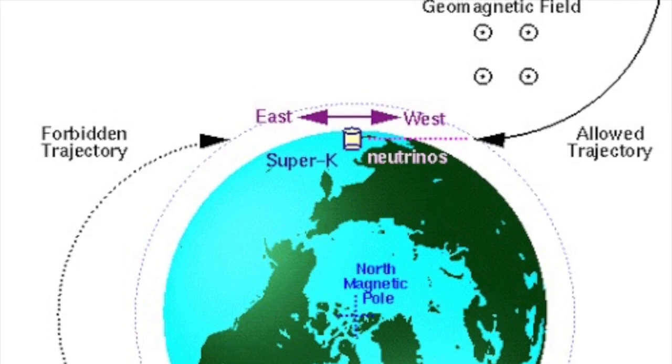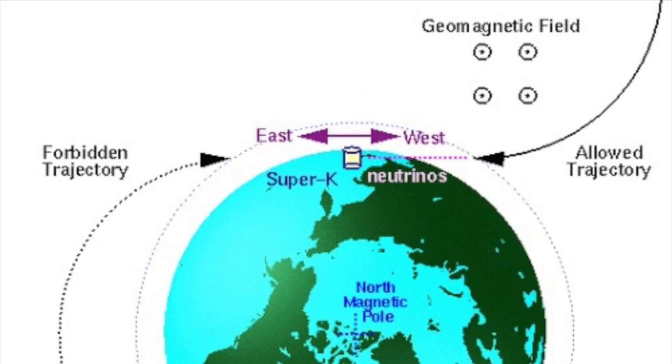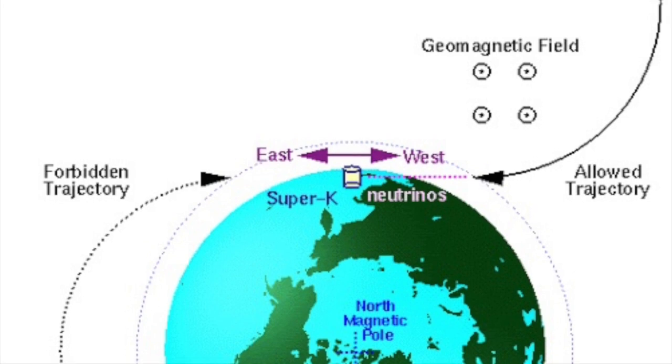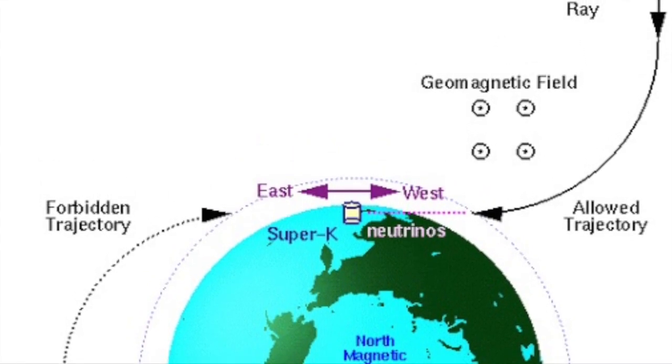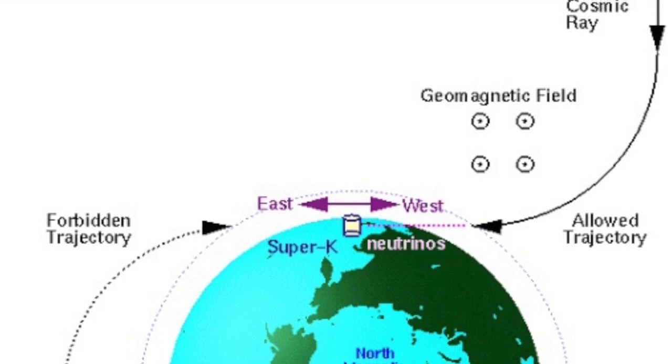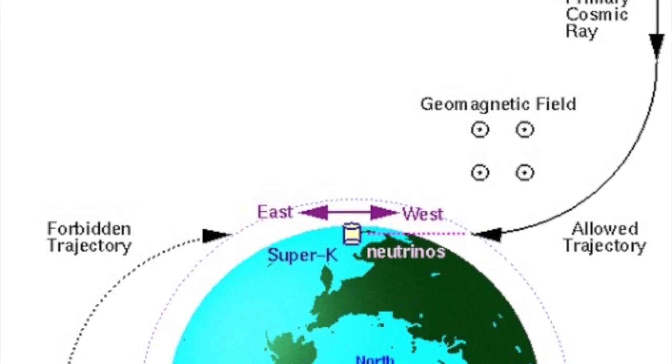The east-west effect shows that a majority of particles in the cosmic ray are positively charged. According to Fleming's left-hand rule, it is seen that the particles are deflected toward the east and thus appear to come from the west.